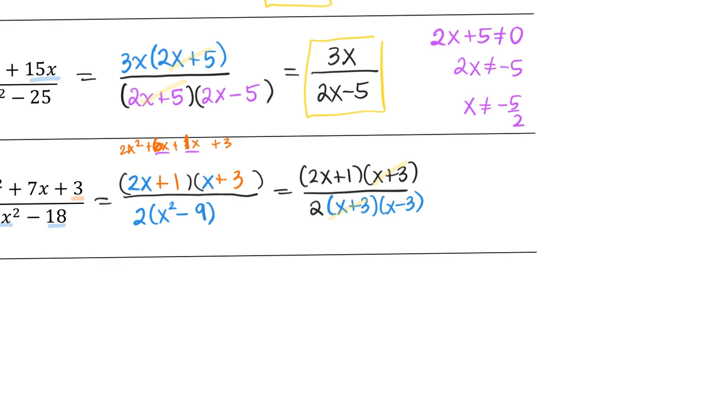Okay, because it asked me for domain restriction, I'm going to see what I crossed out off the bottom. I crossed out x plus 3, which means that x cannot equal negative 3.